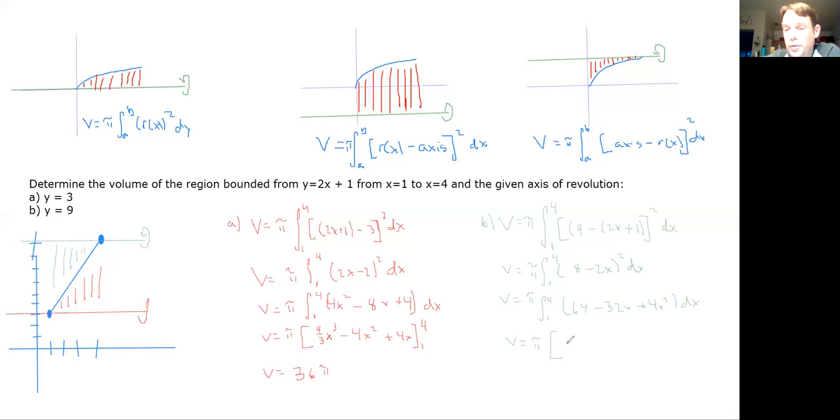Notice we're bringing that pi with us the entire time. One of the biggest things people miss is just that pi. They forget to bring pi with them.